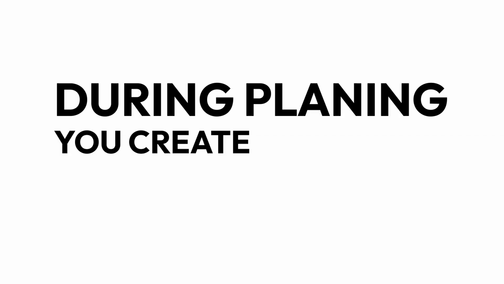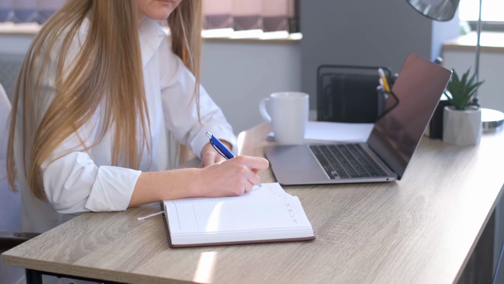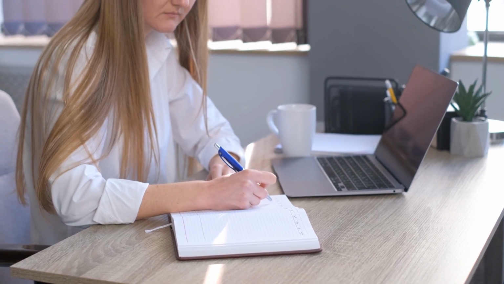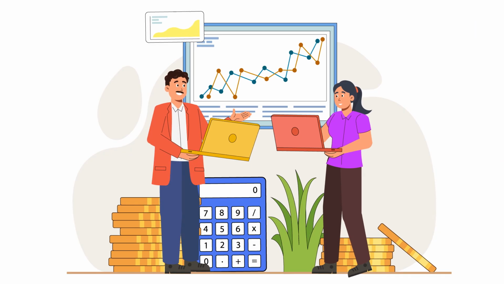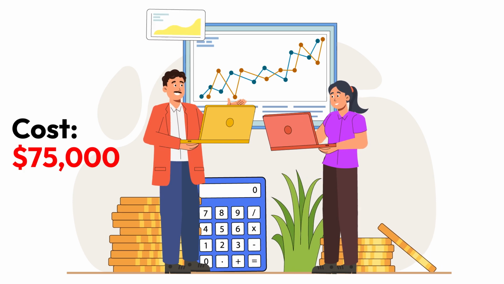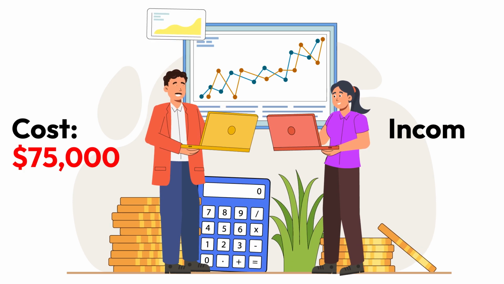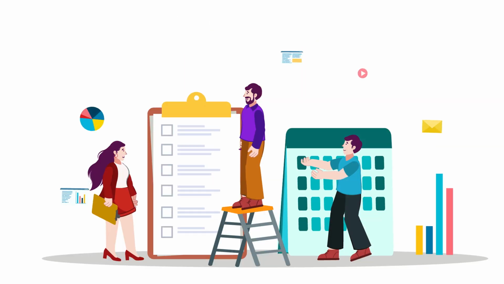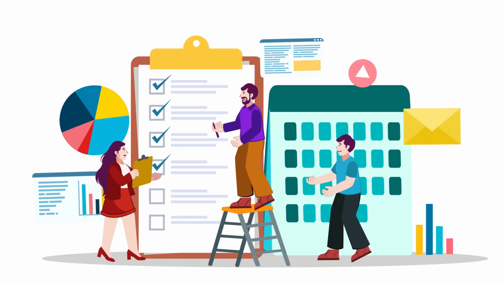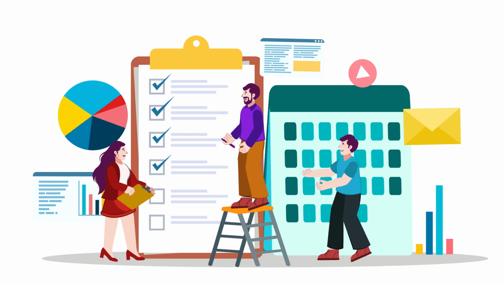During planning, you created a project scope overview. In the design stage, you fill in specifics based on feasibility research. For example, digital transformation would cost $75,000 initially, but increase income by $250,000 a year. Design stage data aids decisions, and, if feasible, move to next stage.